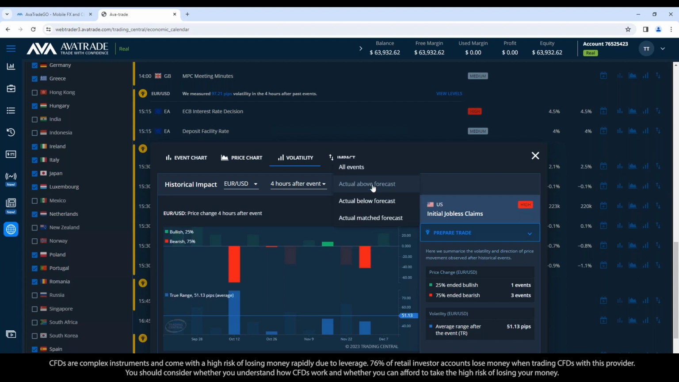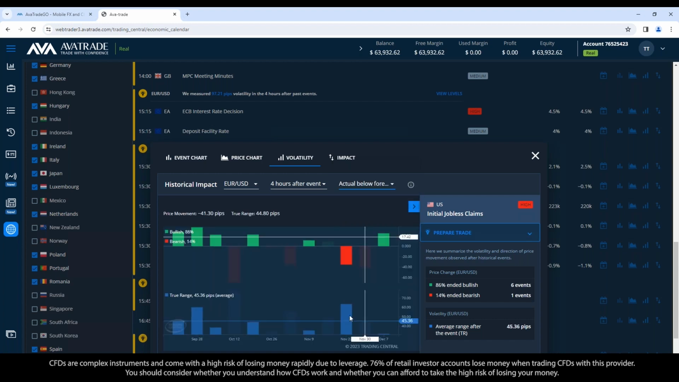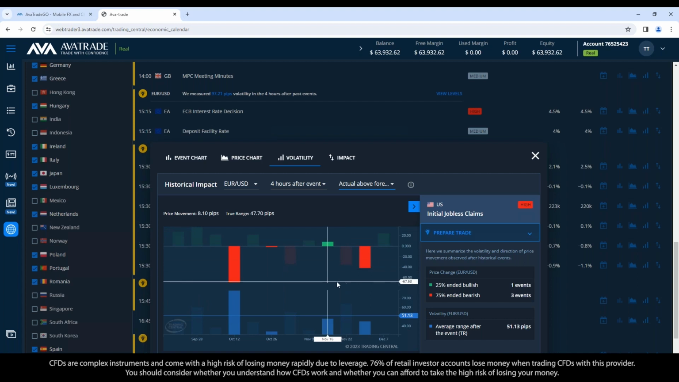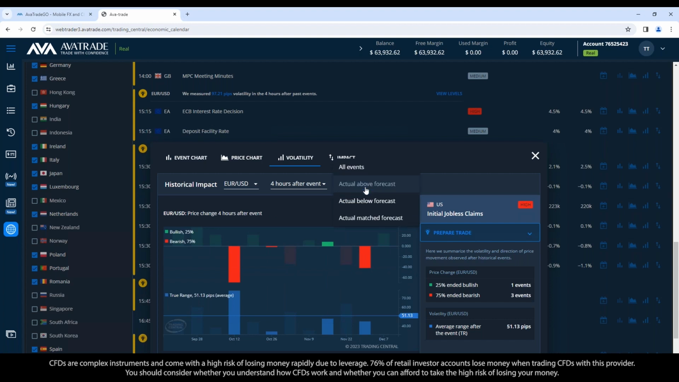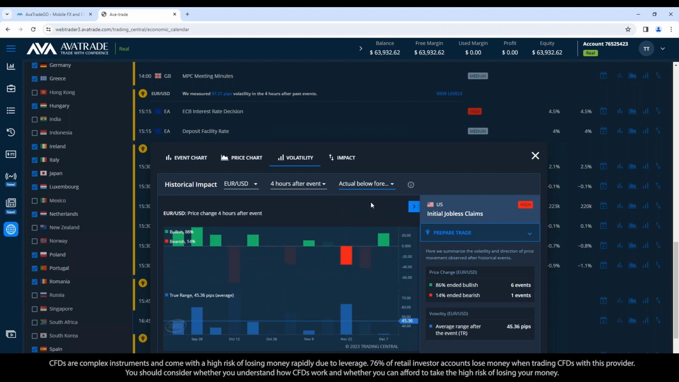And what if they come in below forecast? Look at the difference, night and day difference. Now we're talking 86% of the time the euro went up against the USD. What a difference, right? Look at all the green when the data comes in below expectation. Look at all the red when the data comes in above expectation. So there's a clear trend here that gives you the flip movement based on how these numbers come in, okay?